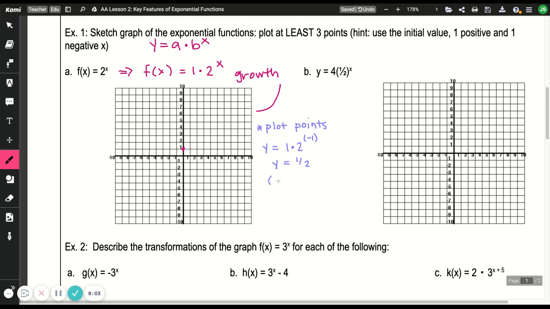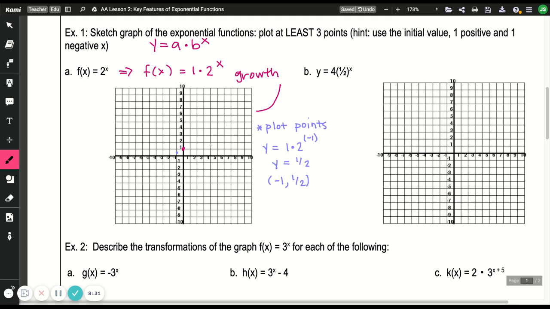So I put -1 in for x. That's my x coordinate. I chose that. And when I plugged it in to find y, I got 1/2 for y. So that gives me an ordered pair, a point on the graph: -1, 1/2. Now, my hint: use the initial value. We did that. One positive and one negative x.